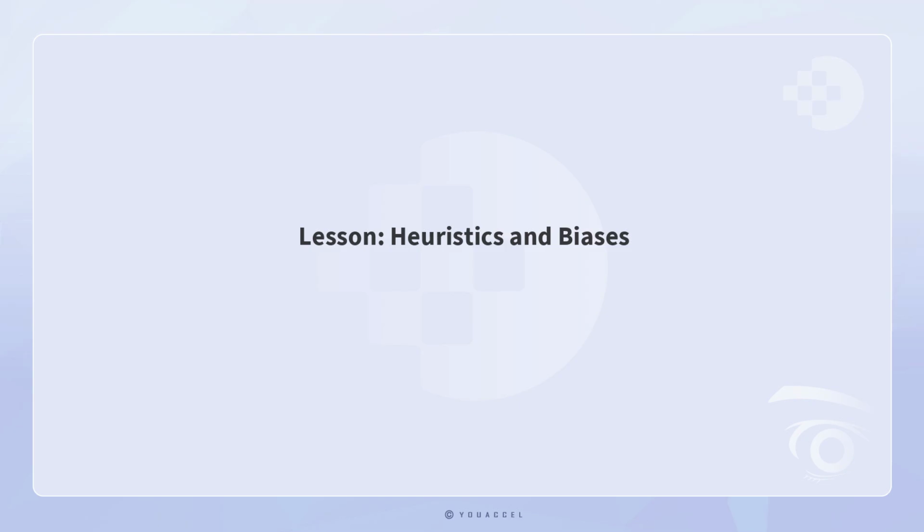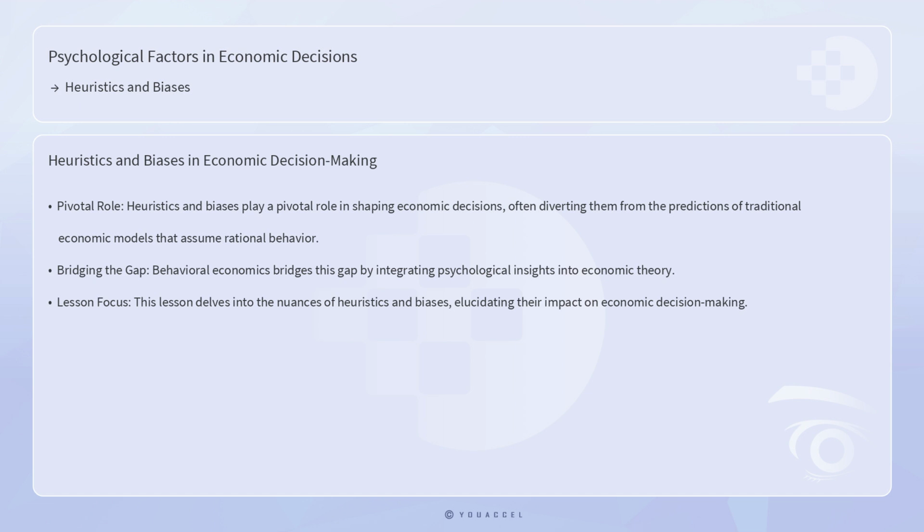Lesson: Heuristics and Biases. Heuristics and biases play a pivotal role in shaping economic decisions, often diverting them from the predictions of traditional economic models that assume rational behavior. Behavioral economics bridges this gap by integrating psychological insights into economic theory. This lesson delves into the nuances of heuristics and biases, elucidating their impact on economic decision-making.